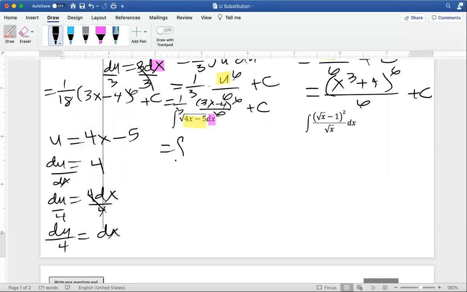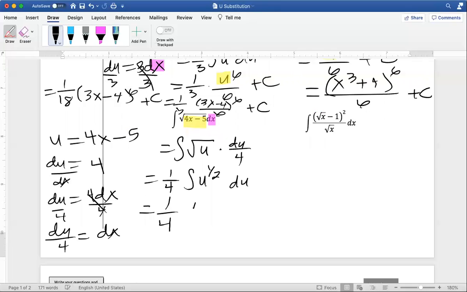Okay, so let's rewrite this guy. I still have that square root. It was not part of any of this u. So square root of u times du over 4. I'm going to rewrite this before I take the antiderivative. So put a 1/4 in the front. Square root of u is like u to the 1/2 du. Okay, add 1 to the power. 1/2 plus 1 makes 3/2. Divide by the new power, divided by 3/2, plus c.